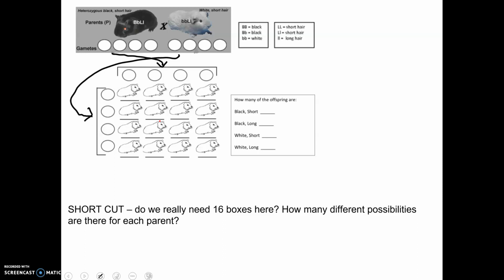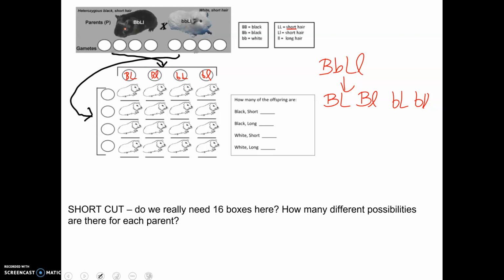So big B is for black. I hate this one because they have big L for short hair, which is kind of confusing. You'd think L would be for long, but it's not. So our 2 parents are big B, big L, little l. Well, what can that parent make? Well, they can make big B with big L, big B with little b with big L, little b with little l. So this is what we would have to write here is all the possibilities for this parent.